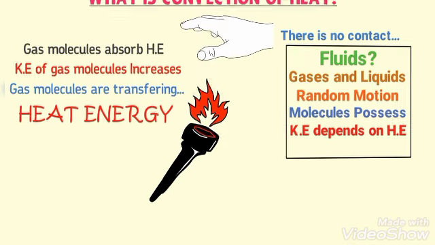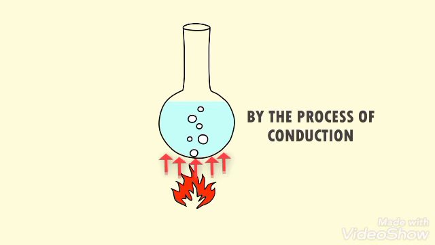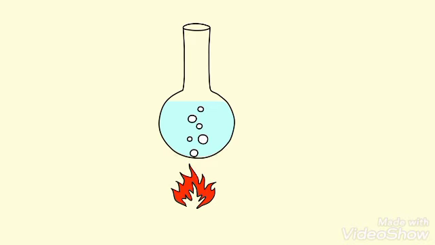Another example of convection is boiling of water. Let's consider that we place an object filled with water on fire. Now there is contact between the fire and this conical flask. So by the process of conduction, heat energy from the fire would transfer to the water. Now water being a fluid, its molecules will absorb heat energy from the flask and will rise up.